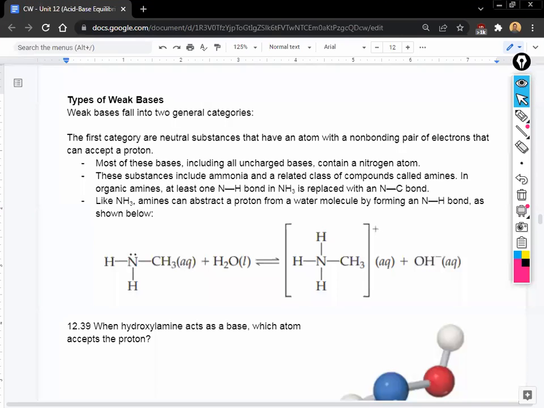All right, so the first type of weak base is a neutral chemical that can accept a proton. We have an example right here in ammonia, NH3. Another one right here is CH3NH2. That is another example of a weak base in this category.